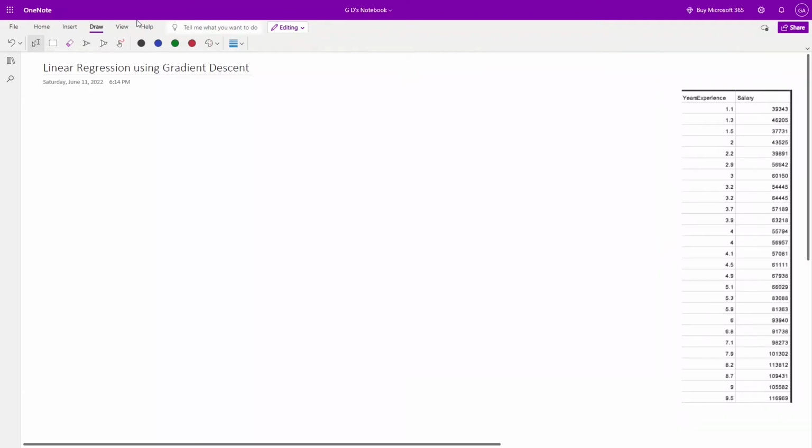Hello all. So in this video, let's discuss the most important algorithm in machine learning, that is linear regression, and that too using gradient descent. Okay. So for understanding linear regression, I have taken a sample data set. You can see here we have a sample data set where the task is to predict the salary of a person, right?